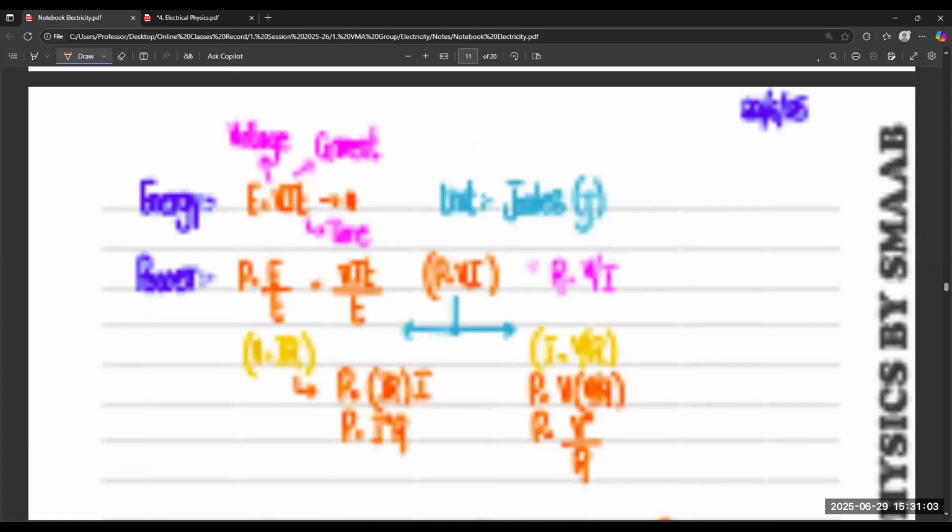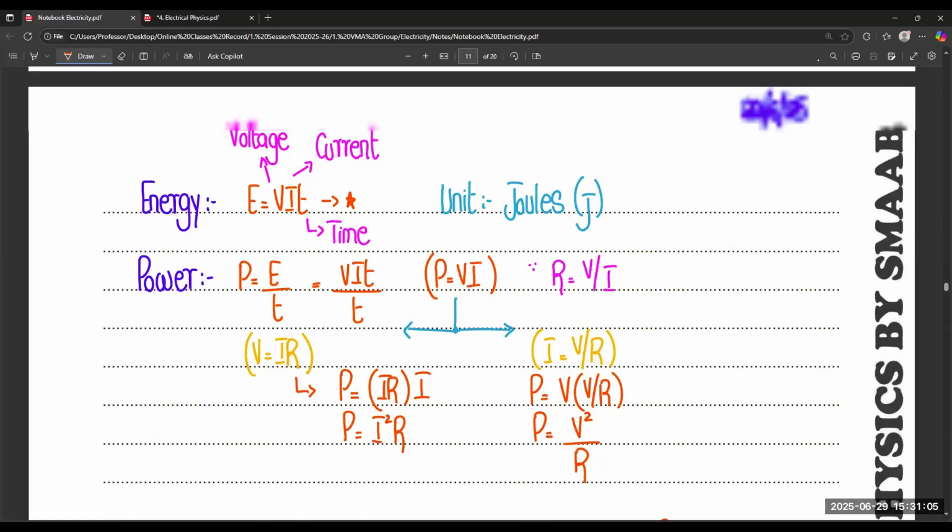This is the formula of power and energy. So we can use the formula P equals VI to calculate power, and there are other forms of power also. It depends upon the quantity given in the question. Whatever quantity is given, you can use that formula to find the final answer.